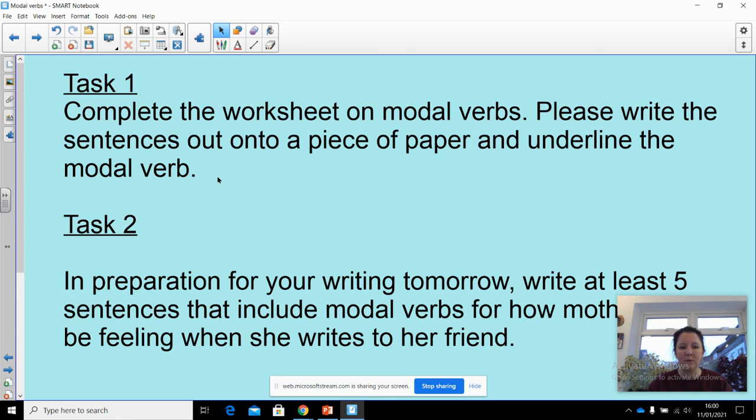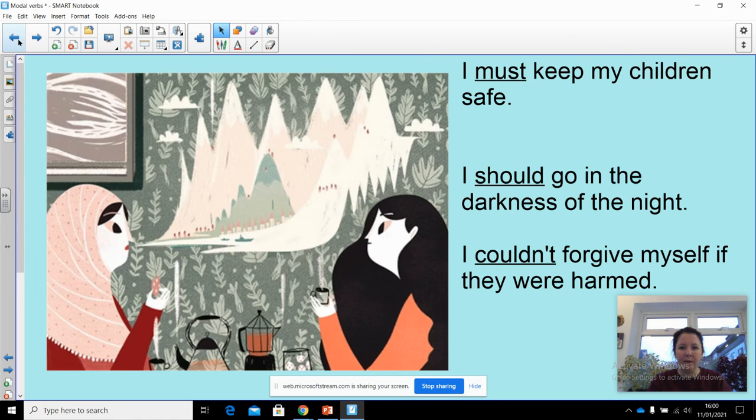And then task two is in preparation for your writing tomorrow. I want you to write at least five sentences that include modal verbs for how mother might be feeling when she writes to her friend. I used a modal verb there when I said might be feeling. So I did three here. You can magpie these. You can extend them. These were just very simple ideas. They're my ideas for tomorrow.